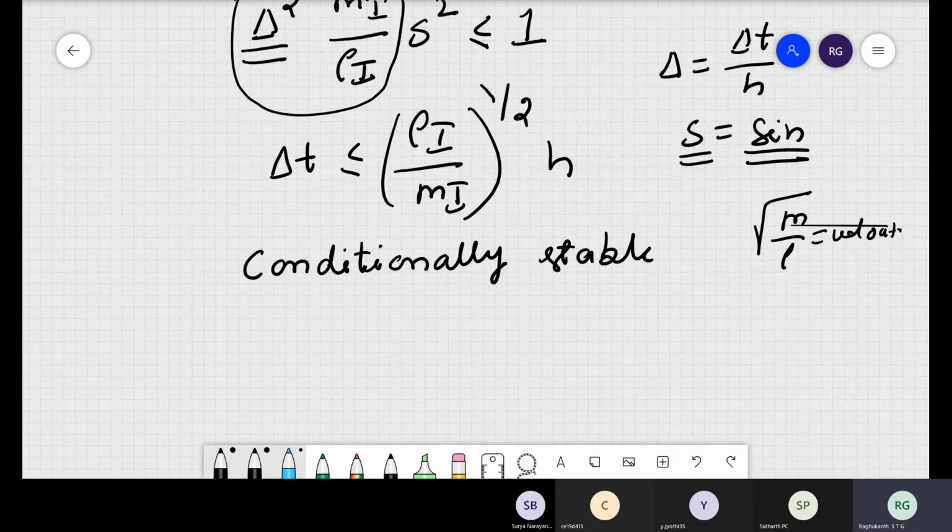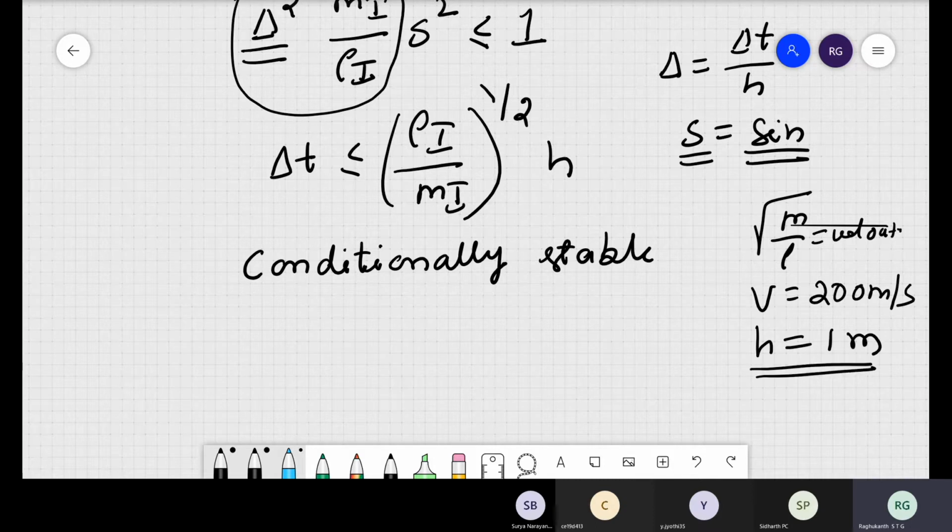You followed? This is the velocity of the wave. For example, if the wave is traveling in a soil medium, the velocity is some 200 meters per second. Let us say I have taken h as 1 meter. Now what should be the delta t? You can easily calculate it here.